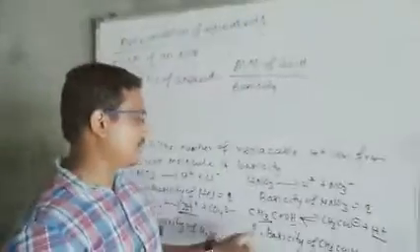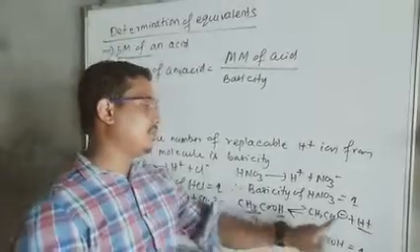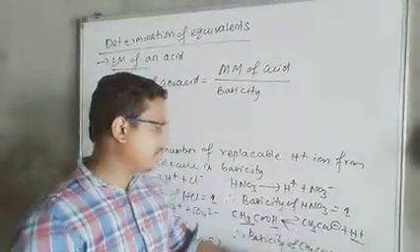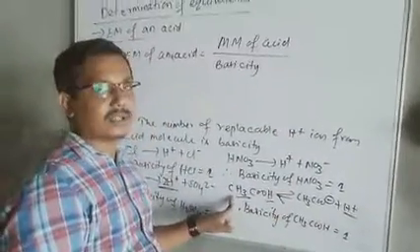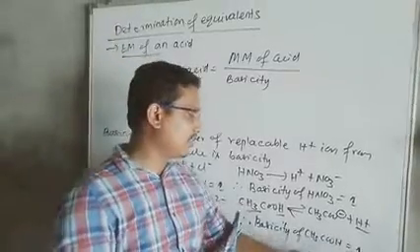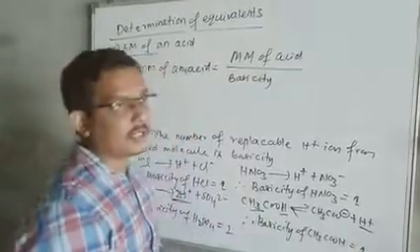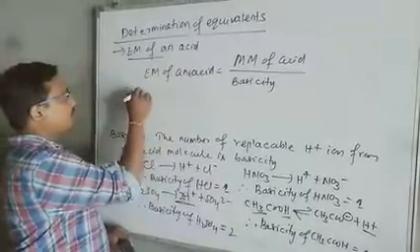Take the example of acetic acid. It has 4 hydrogen atoms, no doubt, but it only gives 1 H plus ion. So the basicity is 1. We do not think the basicity of acetic acid is 4. We only think the basicity of acetic acid is 1 because it only gives 1 H plus ion. Now take the example calculation.